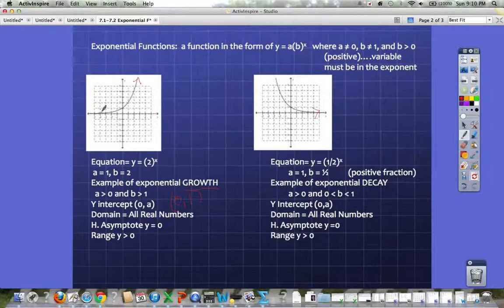This particular one has a horizontal asymptote at y is equal to 0. So it will get closer and closer and closer to 0, but never actually 0. So that would mean the range would have to be y is greater than 0. So horizontal asymptote because it's never going to go across at 0. It's going to be really, really close, but then shoot way up.